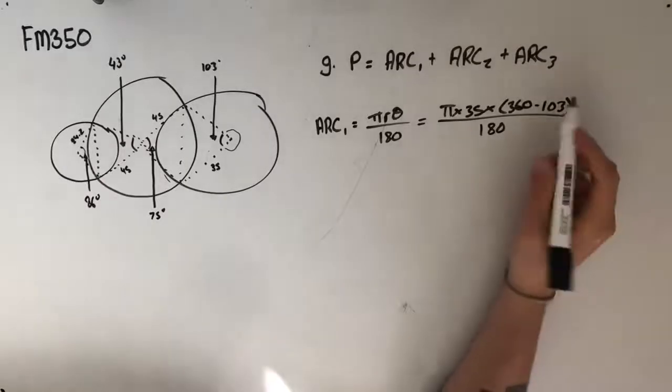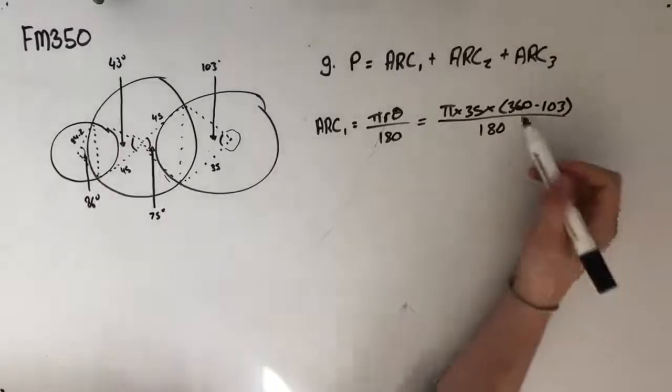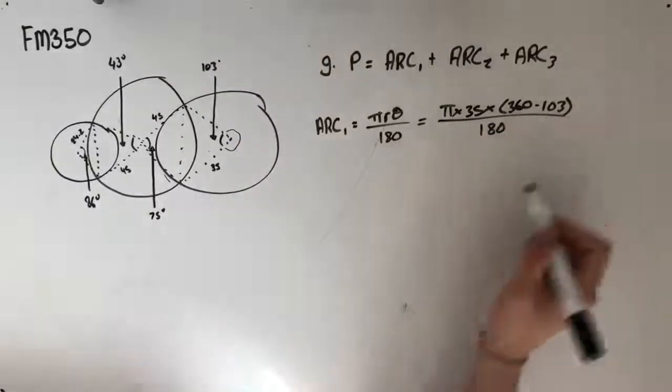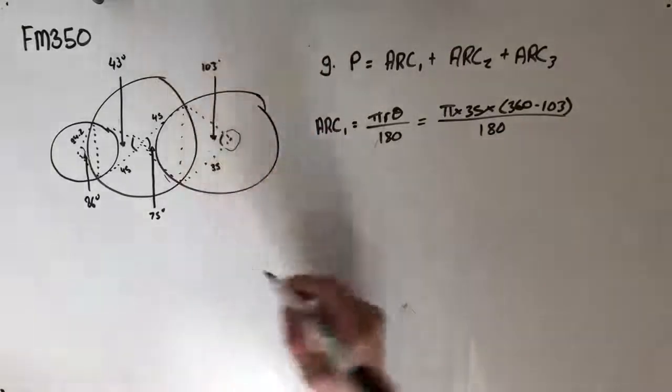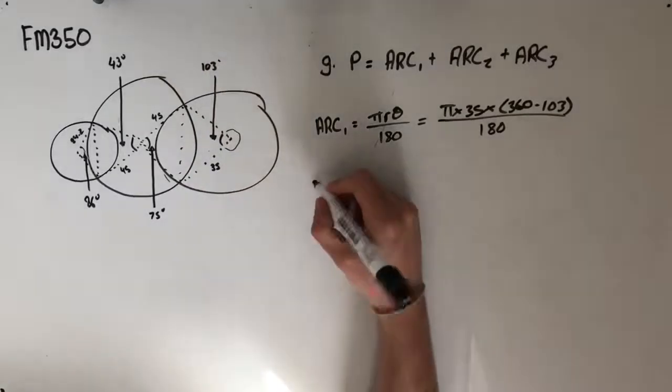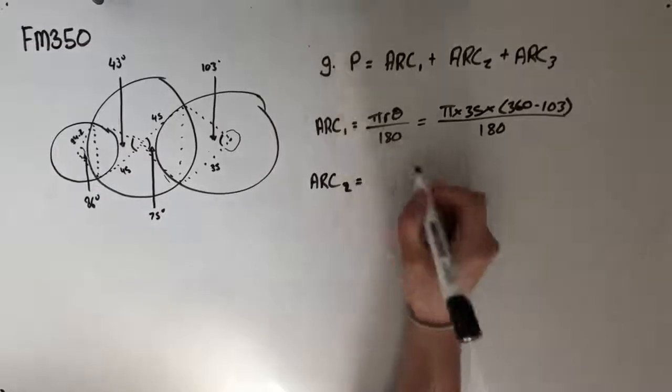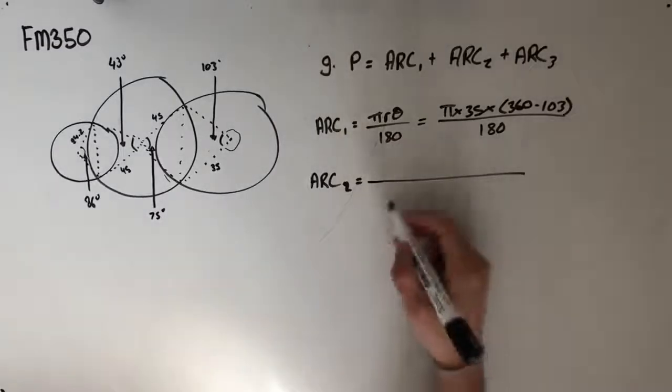It's up to you, really. I like to do it like this. So we've got 360 minus 103, leaving us with what's left over, all over 180, and that's our expression for the arc length of the first circle, or the arc that we need. Arc 2, we're going to use this same formula again, so just dropping it in straight away.